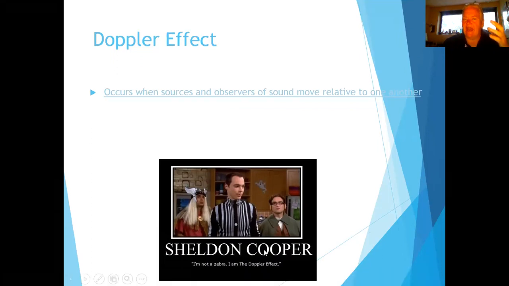So the Doppler effect happens when you have a source and an observer moving relative to each other. The equations are fairly straightforward, but the main point is that when either the source or the observer, or both, are moving toward each other, you will perceive a higher frequency. When they're moving away from each other, you perceive a lower frequency.